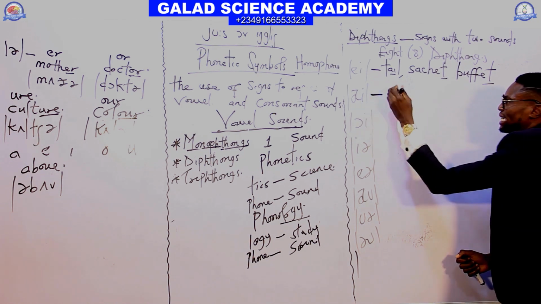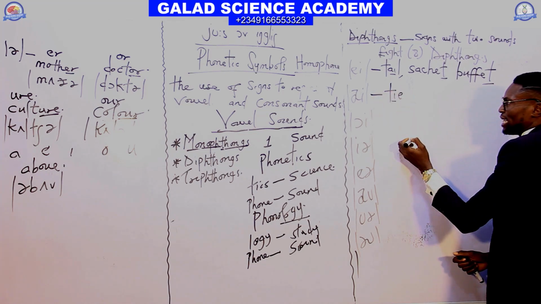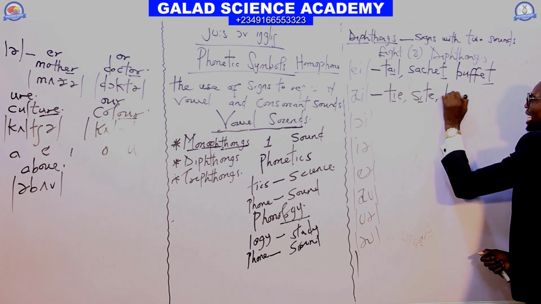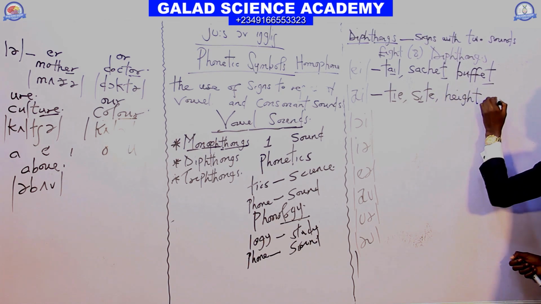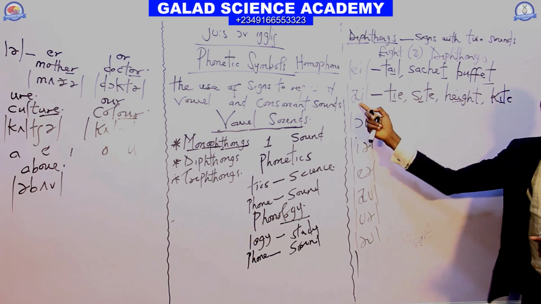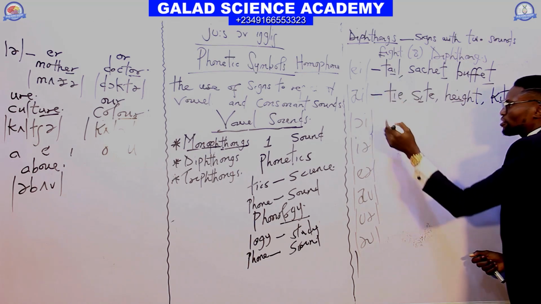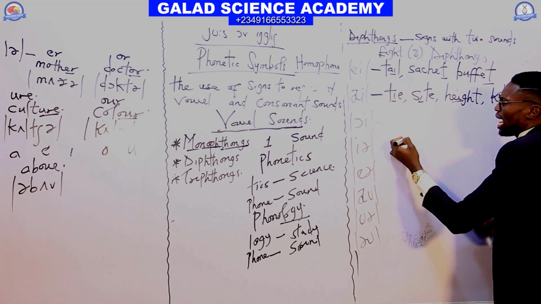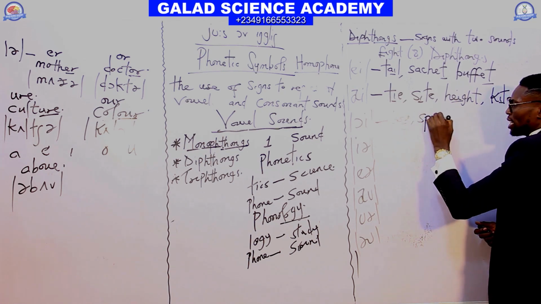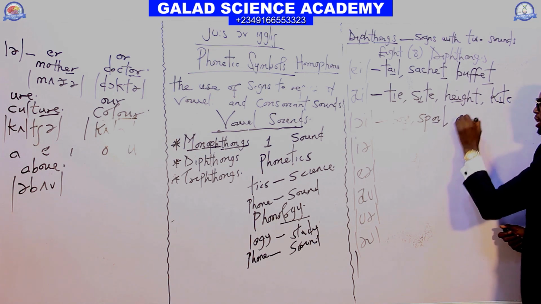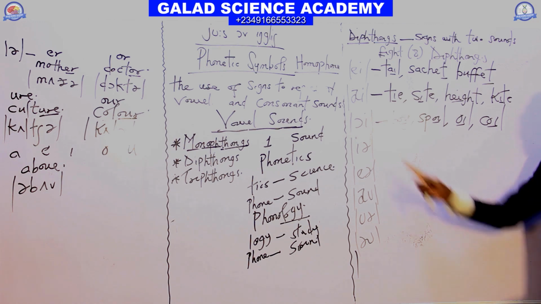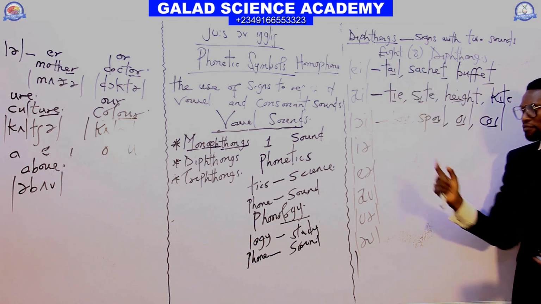I have aɪ as in tie, as in sides, as in kites. These are for the aɪ sound. Under the diphthongs, I have ɔɪ as in boy, as in spoil, as in oil, as in coil. These are for the ɔɪ sound of these diphthongs.